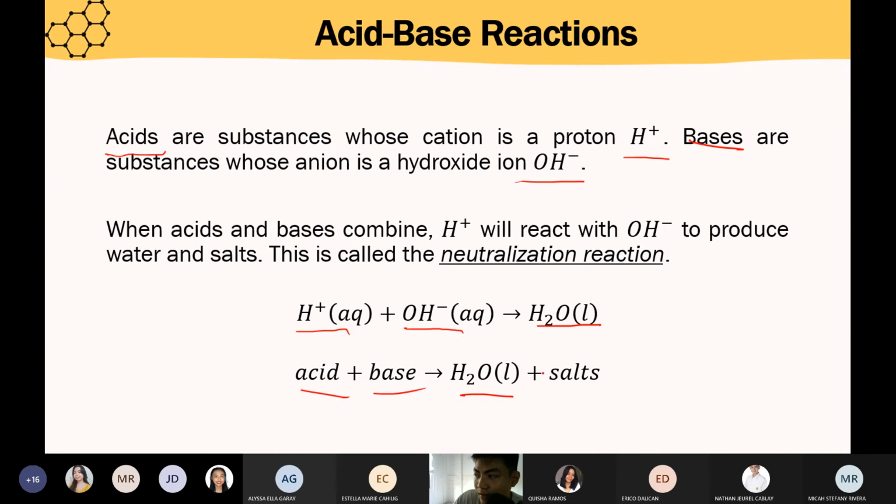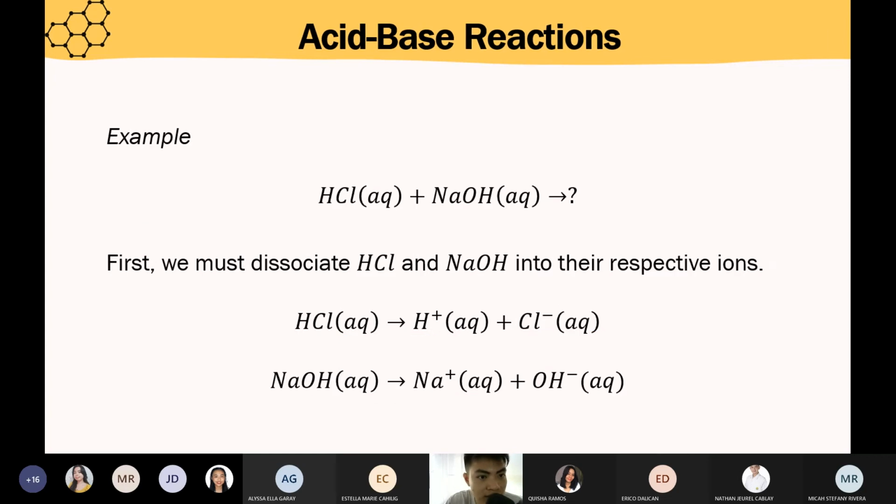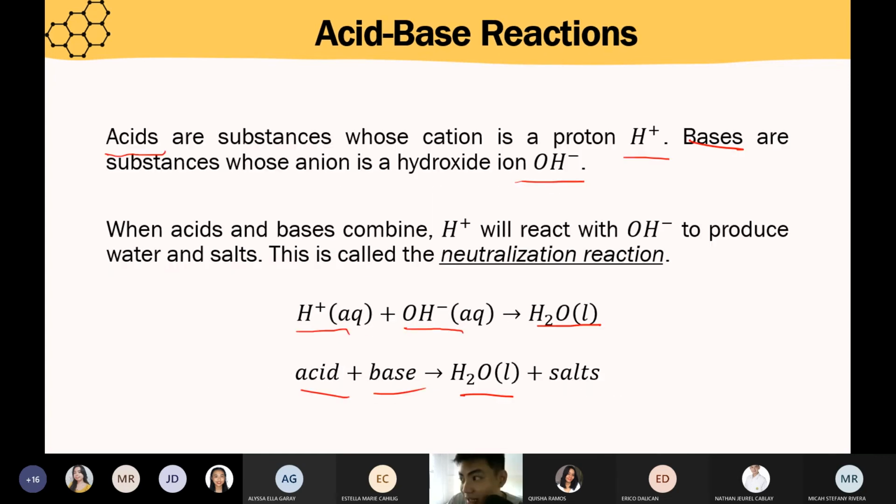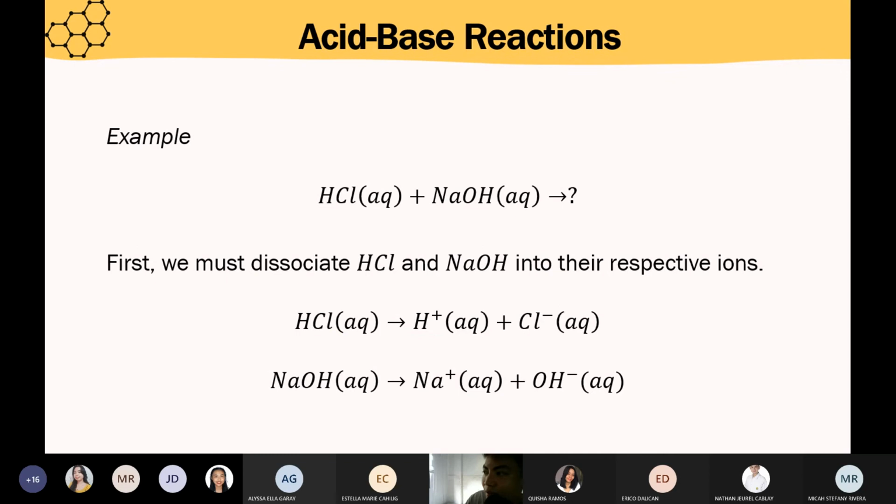Ano meaning ng salt? Okay? So the salt is basically the other ions na. Yung other ions na hindi H, hindi OH. Okay? So yan. So this reaction is called neutralization reaction. Madali lang to.